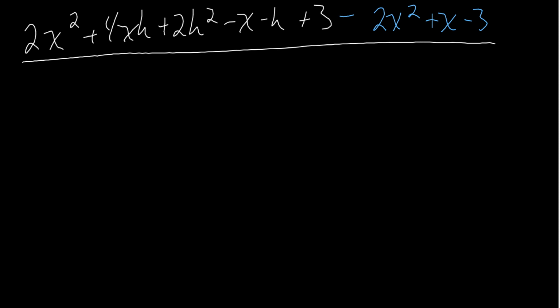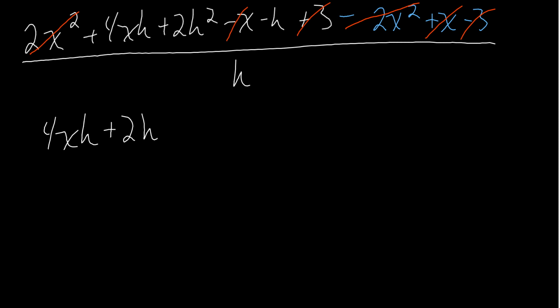Now you can see how it gets a little hairy, right? What I'm going to have to do is combine like terms and simplify. So we have the 2x squared, and that cancels with the minus 2x squared. We have a negative x and a positive x, and they cancel. We have a positive 3 and a negative 3, and they cancel. That looks like it's all the canceling there. So I can rewrite this equation now as 4xh plus 2h squared minus h, all over h.